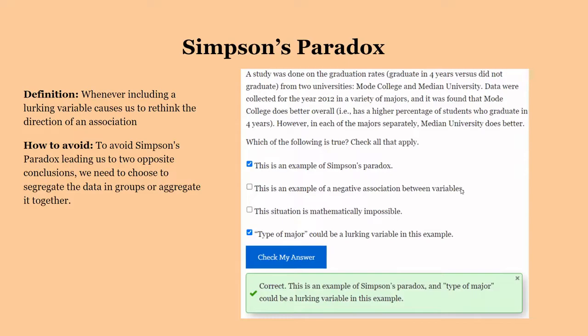Simpson's paradox occurs whenever we include a lurking variable in a study, which then causes us to reconsider the direction of an association. To avoid this, we need to separate the data into groups or combine them.